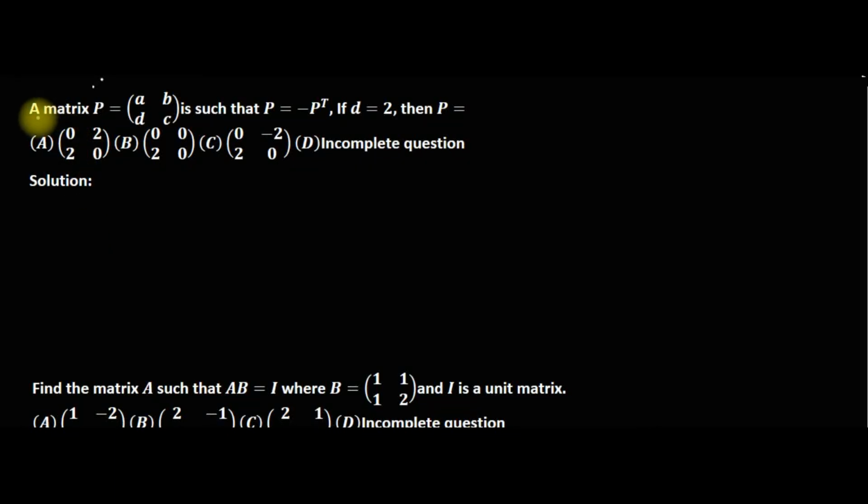We are given a matrix P such that P is equal to minus P transpose. If D is 2, then P is equal to what? Okay, if you remember, this is the type of matrix we call a skew symmetric matrix. A skew symmetric matrix is a matrix that is equal to the negative of its transpose. You call it a skew symmetric matrix.